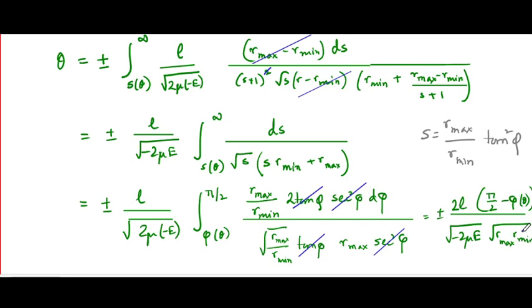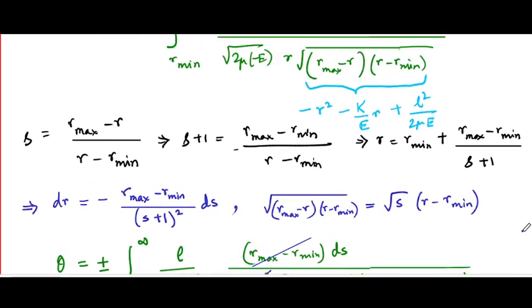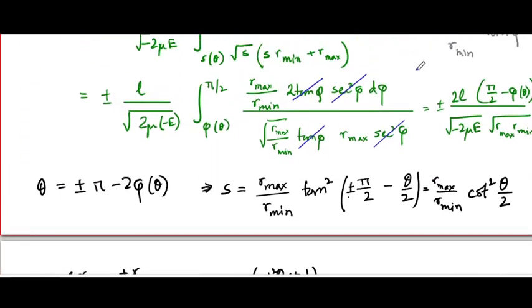And the important thing is r max and r min are basically roots of this quadratic equation, this equal to 0. Basically, the constant term here, r max times r min times minus r min, is L square by 2 mu e. So, the square root of r max times r min exactly cancels this factor. So, theta is nothing but plus or minus pi minus twice phi.